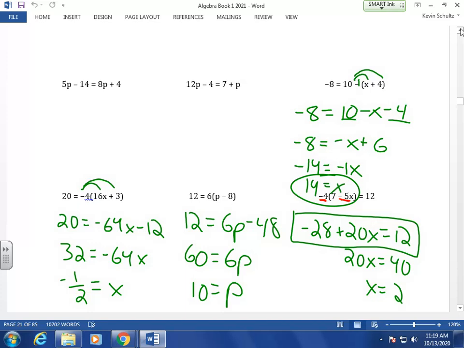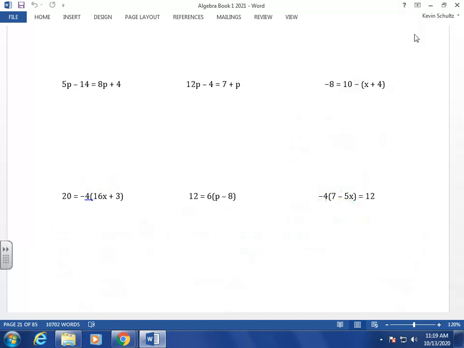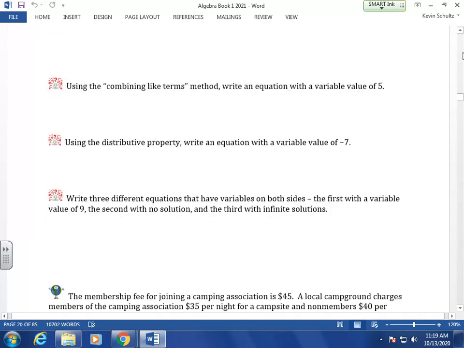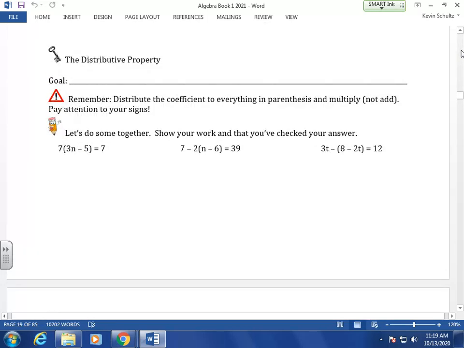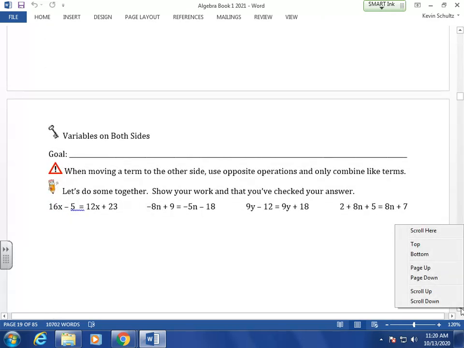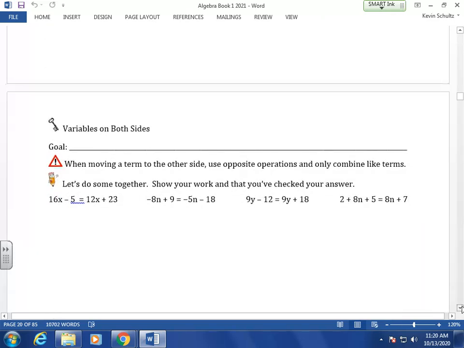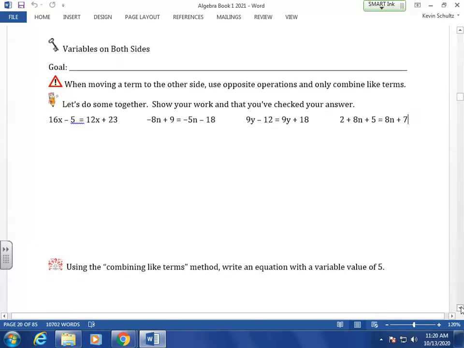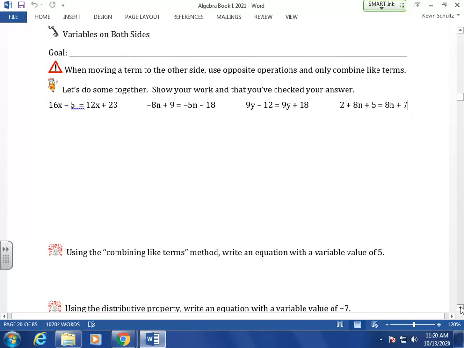Okay, very good. Variables on both sides. Let's go back a bit to the second page. The top of the second page of PO10 here, variables on both sides. And my understanding is you've had experience with these as well, yes? Okay. No? Some of you maybe more than others?